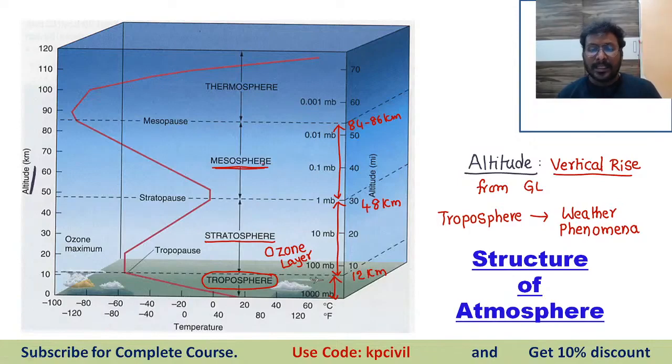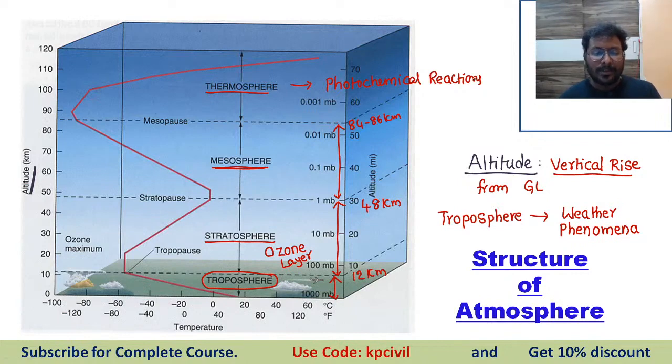In the mesosphere, with increase of altitude, temperature decreases. Thereafter, up to 120 kilometers, the thermosphere, where most of the photochemical reactions and ionic interactions take place. So 0 to 12 kilometers troposphere, 12 to 48 kilometers stratosphere, 48 to 84 kilometers mesosphere, and thereafter up to 120 kilometers thermosphere. This is the vertical distribution of atmospheric zones with respect to temperature.